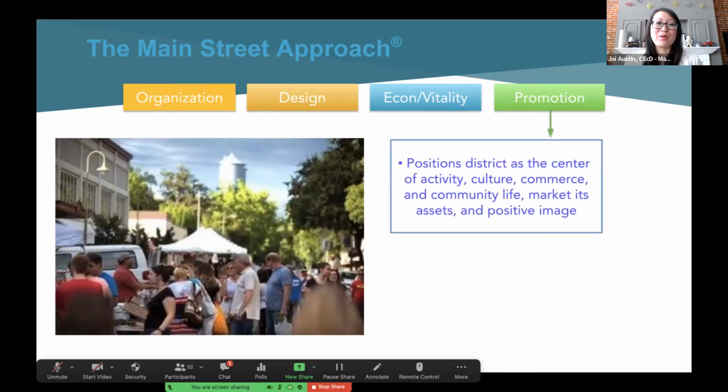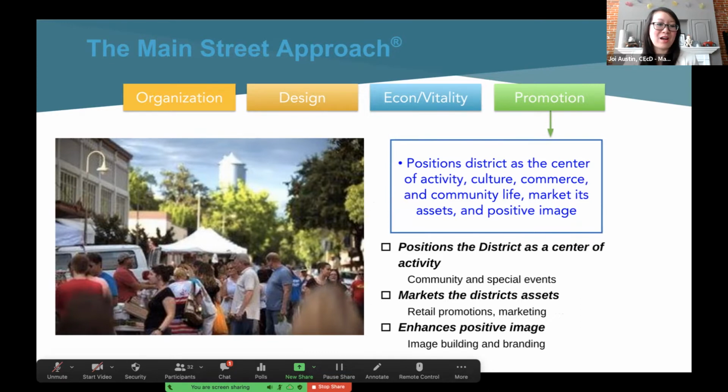And then last, promotion, again, really positioning the district as that center of activity. Main Street programs provide communities with the tools to bring people back to the heart of your community by positioning your downtown, marketing your district's unique characteristics, and then fostering that positive image. And again, all of these things in the approach are the work starting from that board of directors that you bring around you, and how you engage them and your other volunteers in the process, and how you encourage that pipeline.